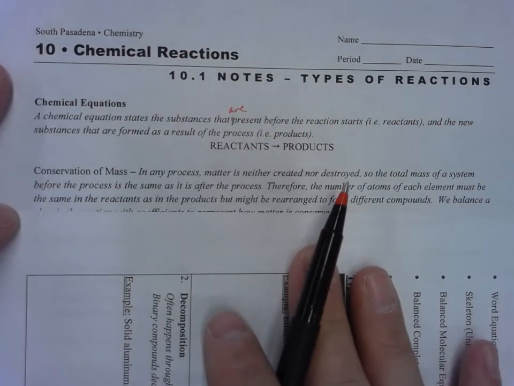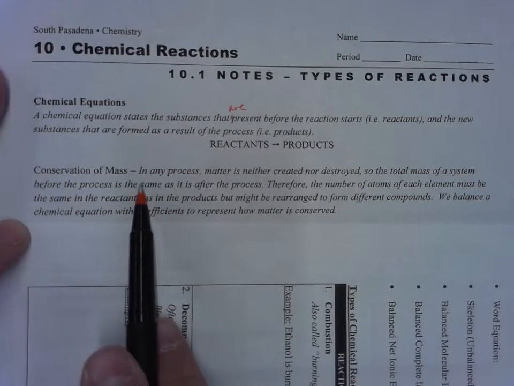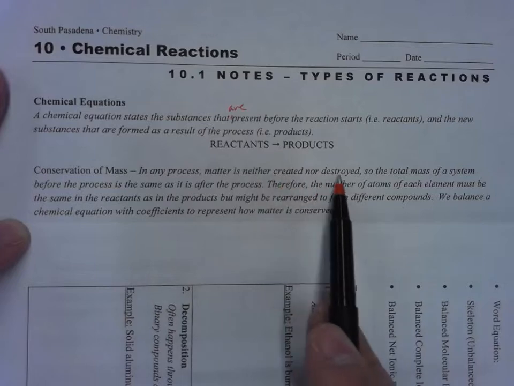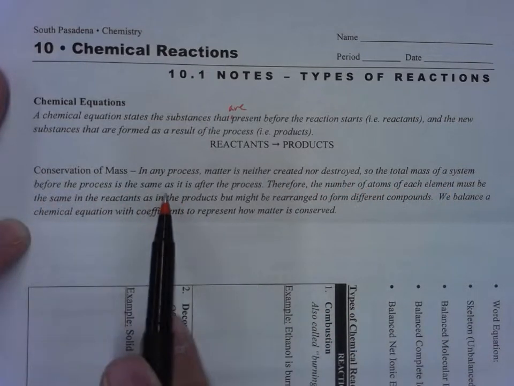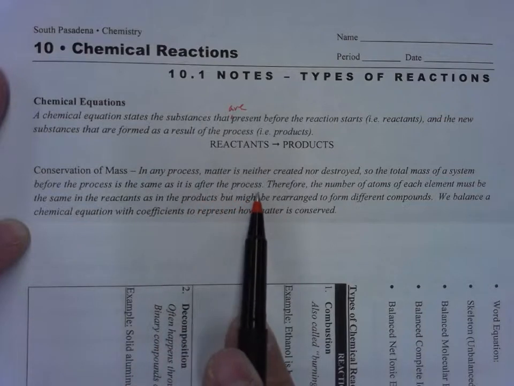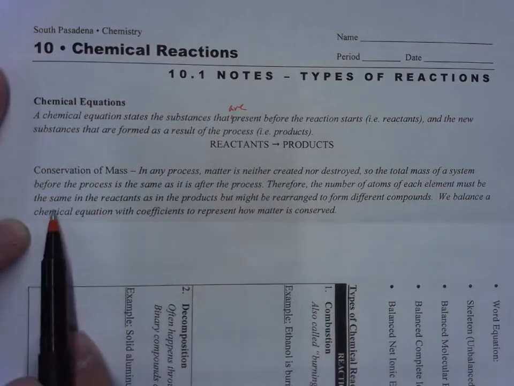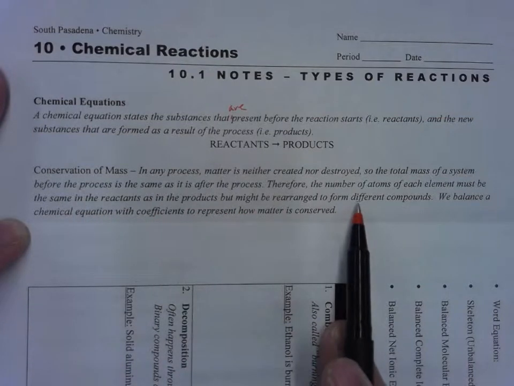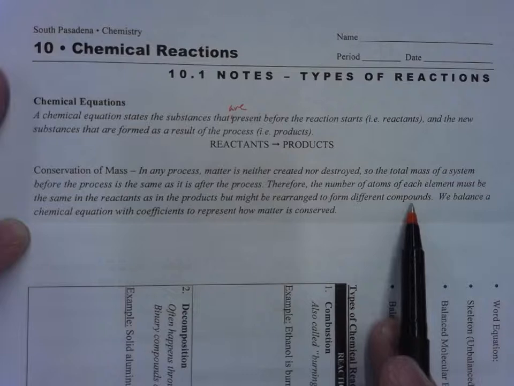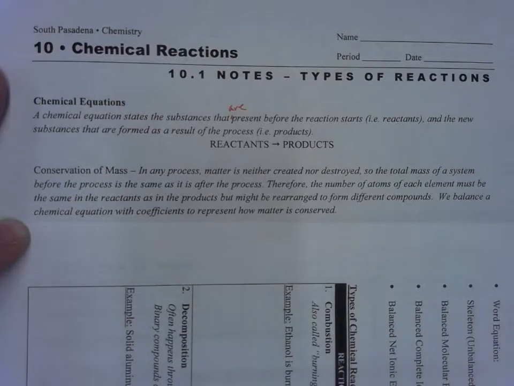And that's called the law of conservation of mass. And here's what it says: in any process, matter is neither created nor destroyed. So the total mass of a system before the process is the same as it is after the process. Therefore, the number of atoms of each element must be the same in the reactants as in the products, but might be arranged to form different compounds. We balance a chemical equation with coefficients to represent how matter is conserved.